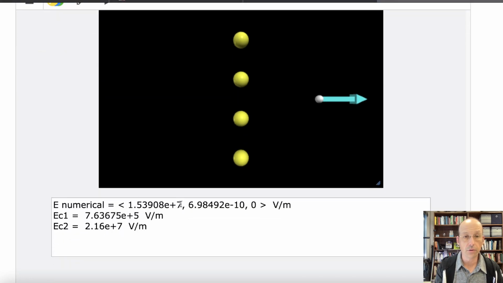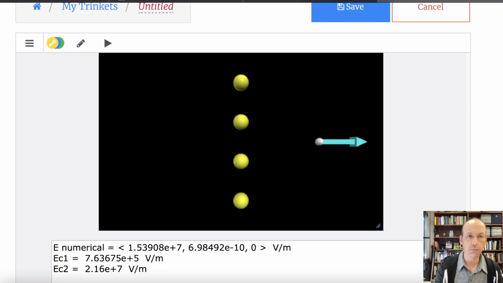Okay, so there's my numerical 10 to the 7th. That has 10 to the 5th, and that one's 10 to the 7th. Okay, so actually I know why. Because we're not close to the rod, right? So let's go ahead and increase our numbers of n, and then we'll see what happens.